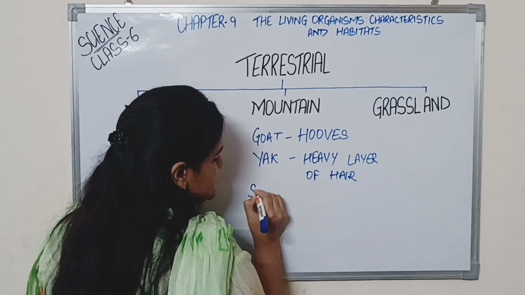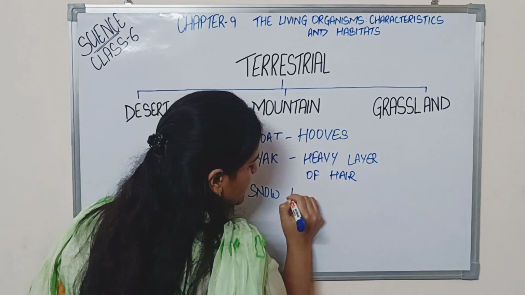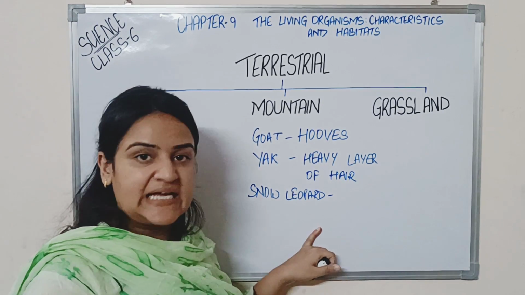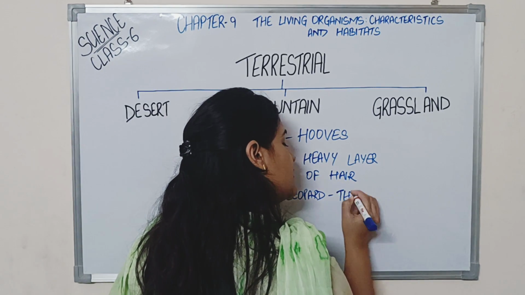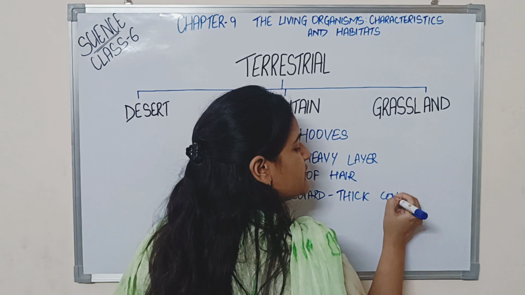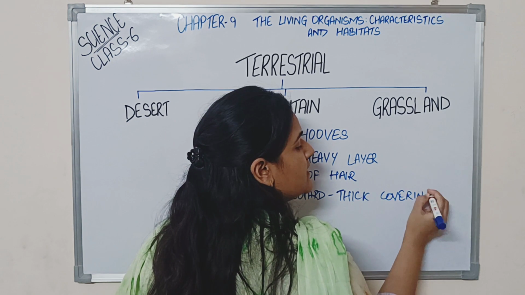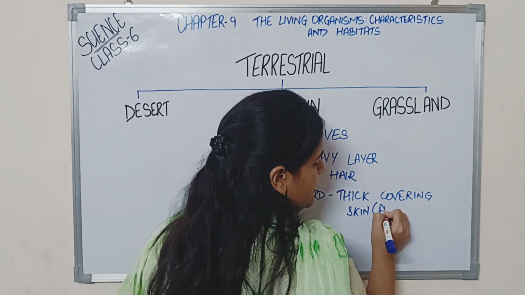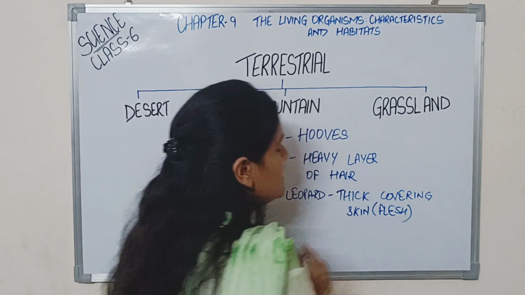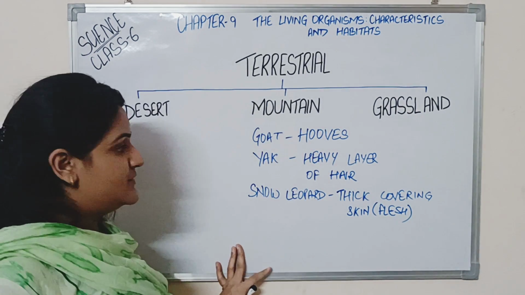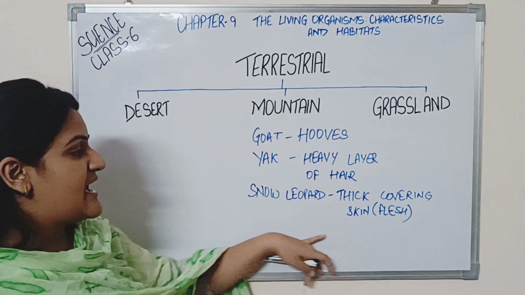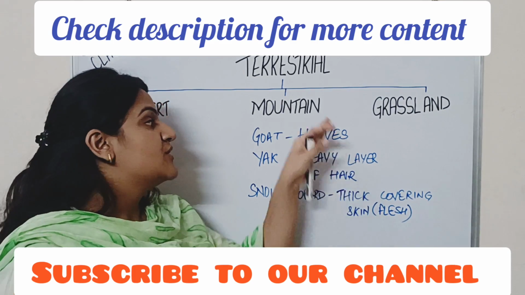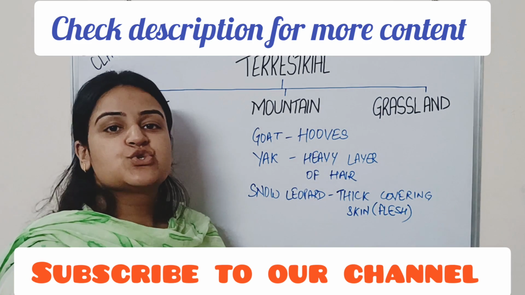Another example is the snow leopard. Snow leopard also has a thick covering over the body to protect it from cold. It is of skin only, of flesh you can say, right? So now these are the three animals of mountains that actually have these specific features to adapt their bodies for the mountain regions, that are snowy regions.